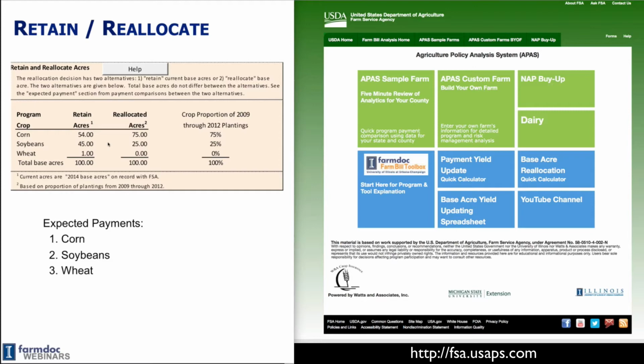And just to reiterate that point, let's say we choose to reallocate acres in this example. We would get paid on 75 acres every year of corn in 2014 through 2018. It doesn't matter what's planted on those years. If your program makes a corn payment, you would receive payments on 75 acres.